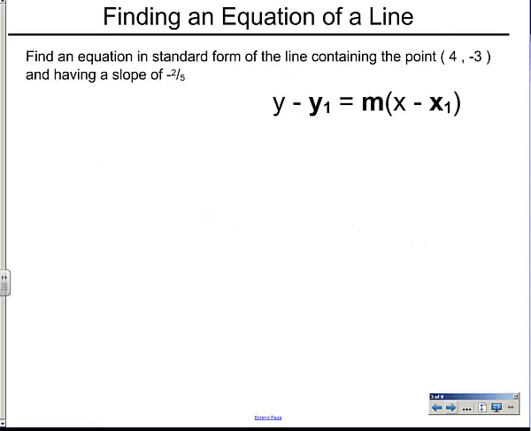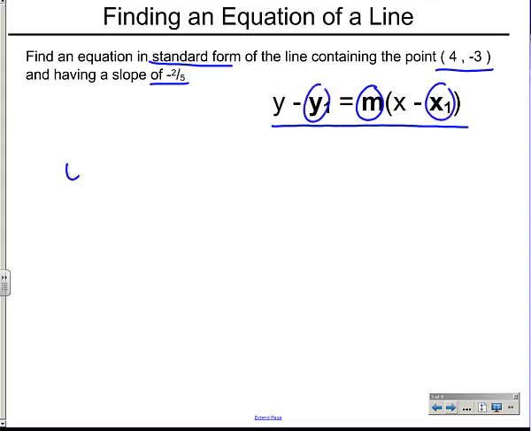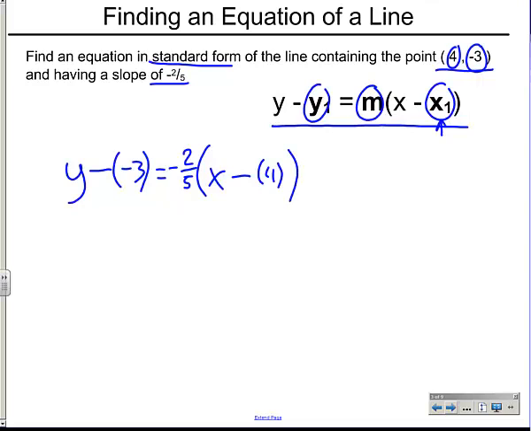First example, find an equation in standard form, so this is the form that we want, of the line that contains this point and has this slope. So if it has that point and that slope, we want to use point-slope. So the slope goes here and the point values go here and here. So we're going to write out the equation y minus, and in place of y sub 1, we're going to take -3, put it in there. And in place of m, we're going to use -2/5, put our parentheses, and we're going to bring our x down, minus, and in place of this x, we're going to put 4.